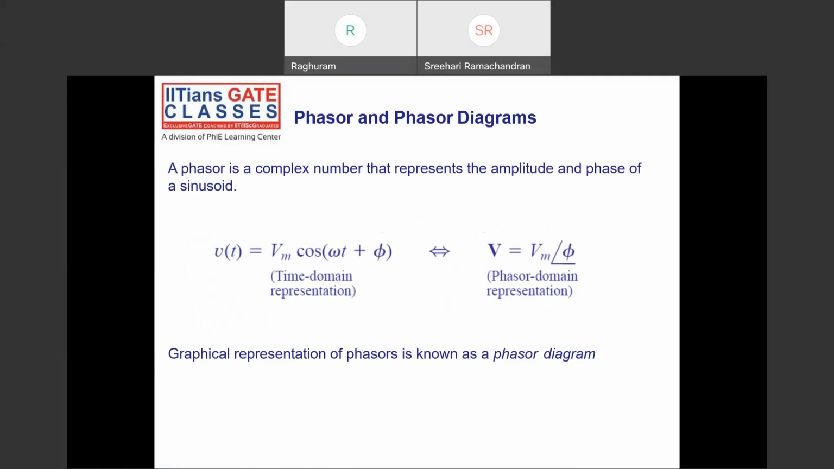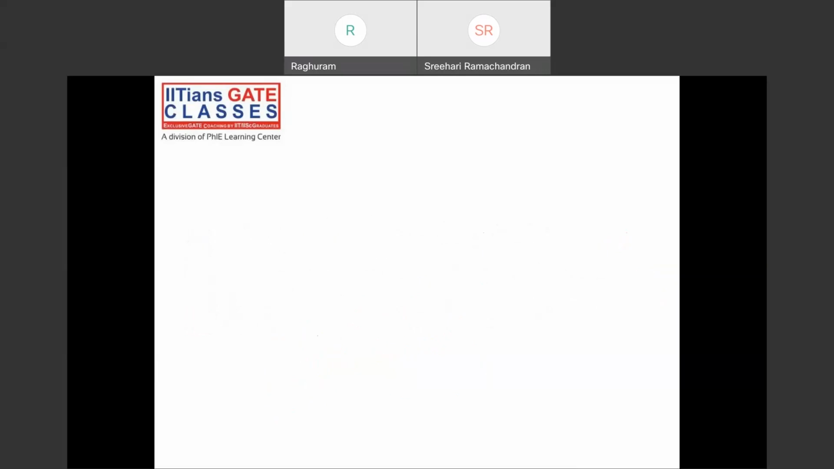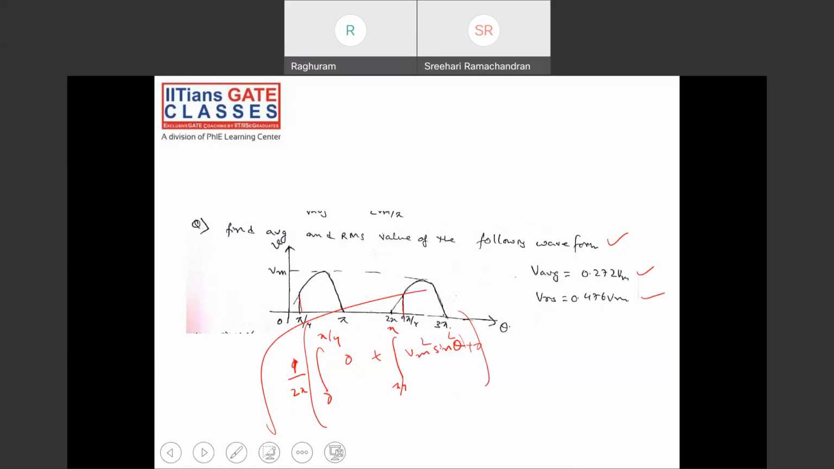You have to again consider the RMS value from 0 to 2 pi: 1 by 2 pi, integral 0 to pi by 4 it's 0, plus pi by 4 to pi it is Vm sine omega t, or sine theta. Then 0 again from pi to 2 pi. So only this value you'll get. This is under a square root. You'll get the RMS value. Similarly, average value. This is how you have to do this.